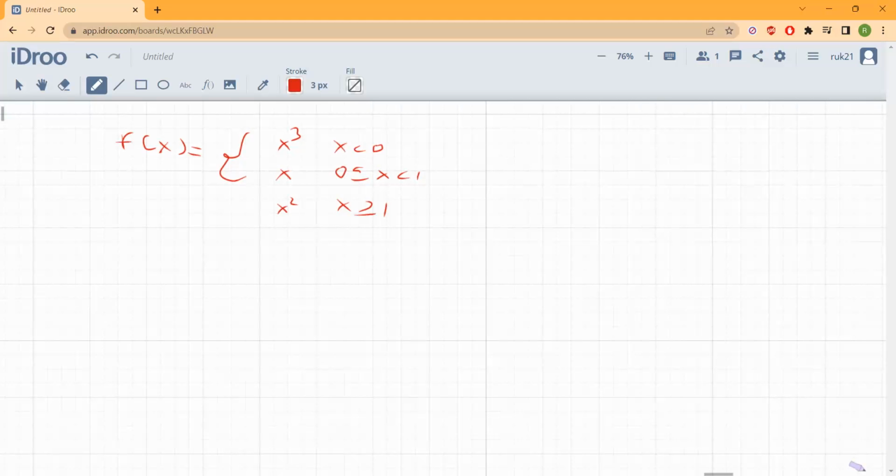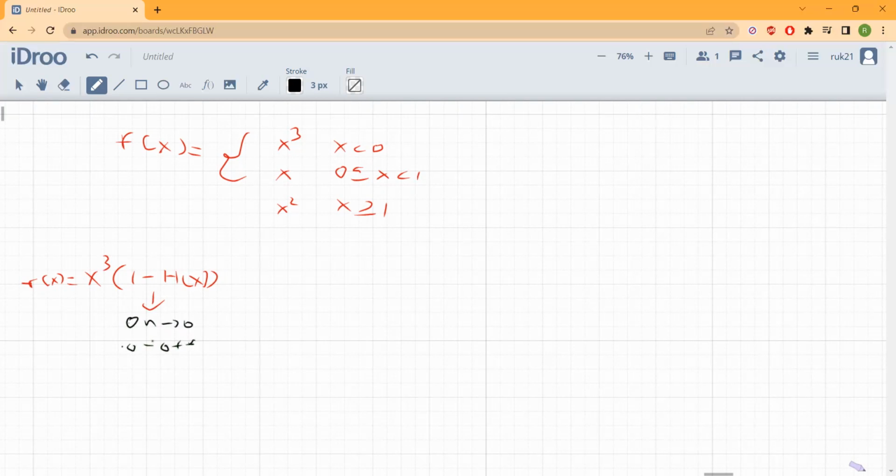Okay, so now we're going to try to write this function down using only Heaviside functions. First, f of x is equal to x cubed times 1 minus h of x. If you think about it, this function is going to be on until x reaches 0, and then it's going to turn off. So this function is going to be on until 0, and then at 0, it's going to turn off.